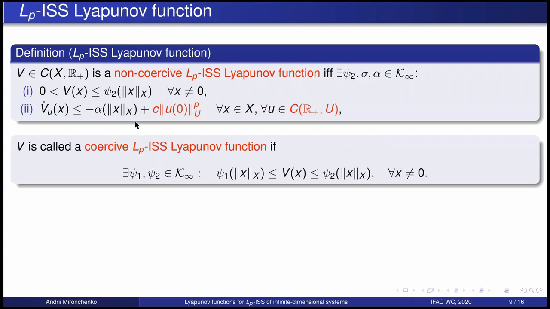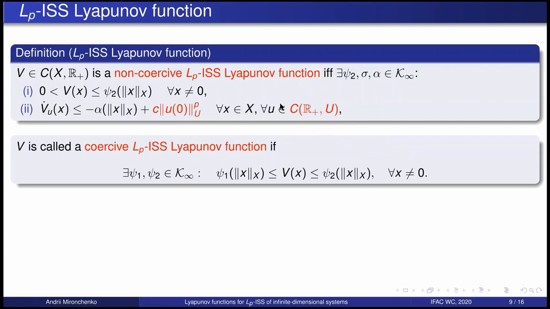So now we require the dissipative estimate with this term instead of the gamma of the norm of U. It is very important that we do not have here the norm of the whole input, but just the norm of the input at time zero. Clearly, this term cannot be even defined if we have an arbitrary integrable function U. However, it is well defined for continuous functions.